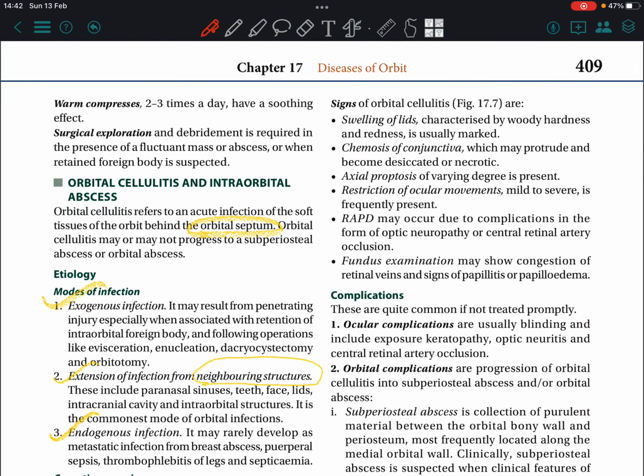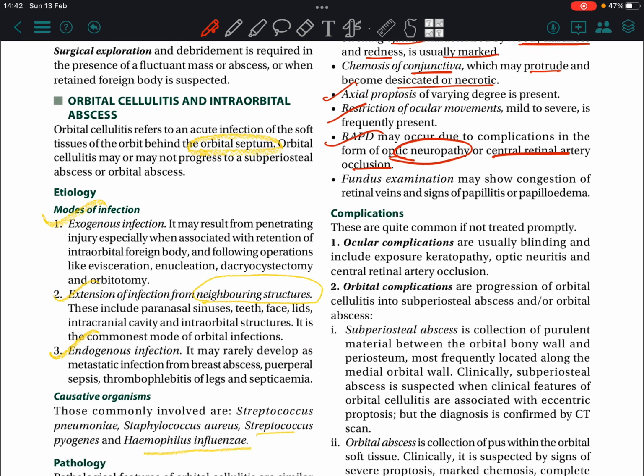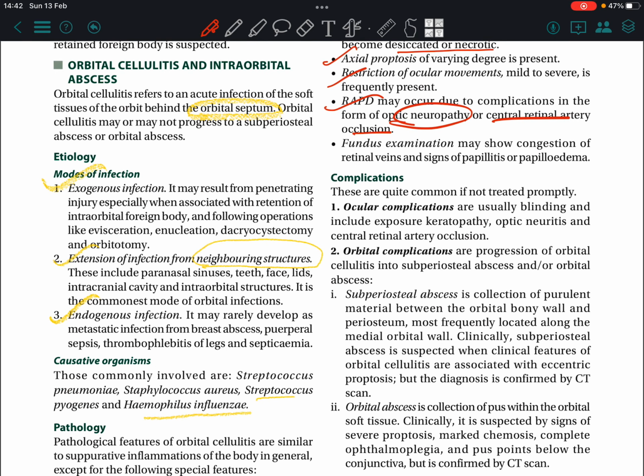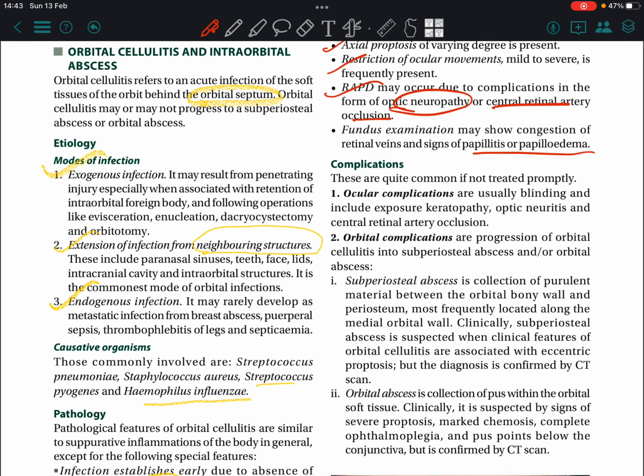Signs of orbital cellulitis are swelling of lids characterized by woody hardness. Redness is usually marked. Chemosis of the conjunctiva, which may protrude and become desiccated or necrotic. Axial proptosis, restriction of ocular movements. RAPD may be due to optic neuropathy or compression, central retinal artery occlusion. Then fundus examination may show congestion of retinal veins, signs of papillitis or papilledema.